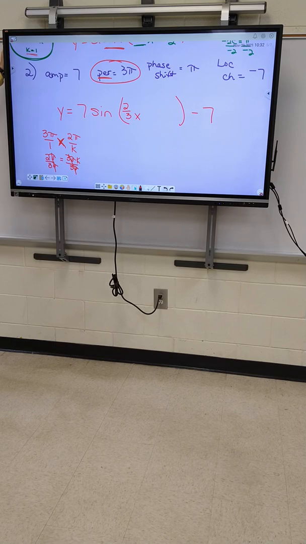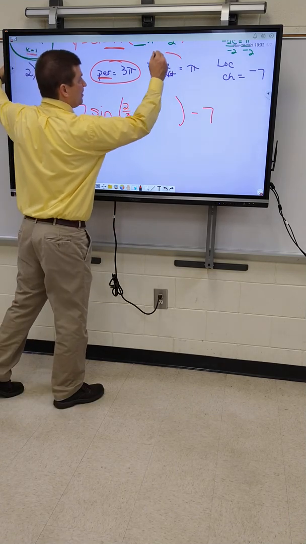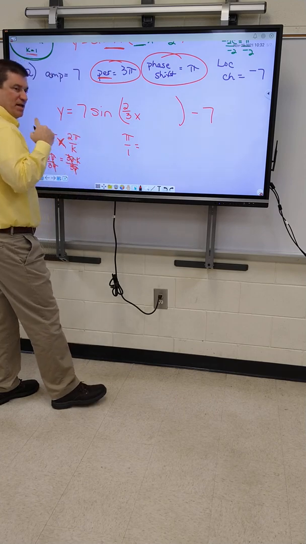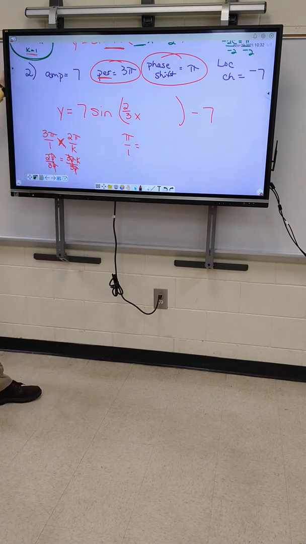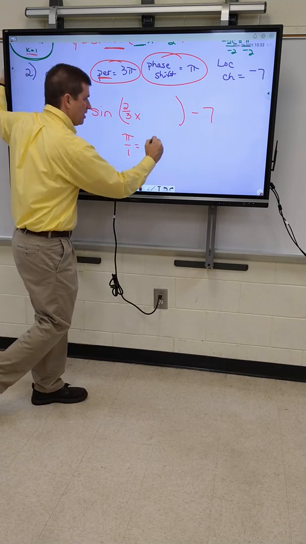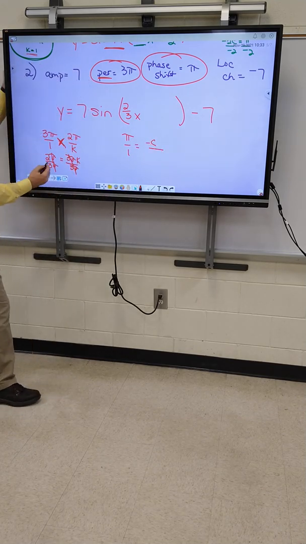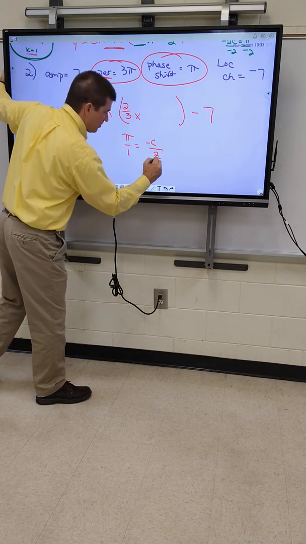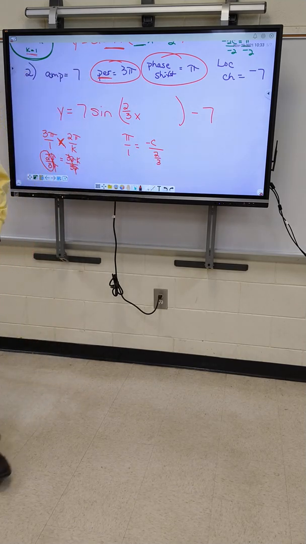Well, we've got to find one more answer. Take what they're giving you for phase shift, which is pi over 1. What do I set it equal to this time? The formula for phase shift is negative c over k. So I'm going to put negative c on top, and on bottom, we already found out the k was 2/3, so 2/3 goes on the bottom. Y'all try to cross multiply and divide that.